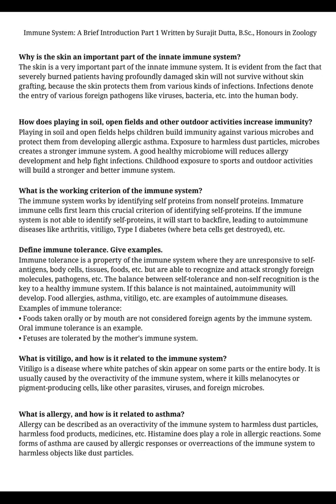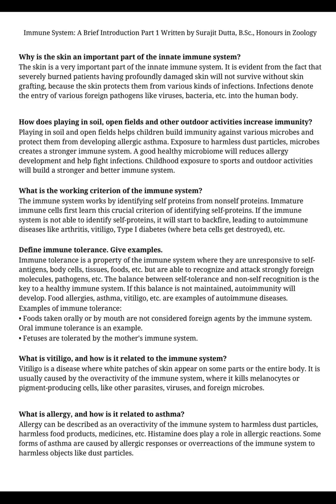What is the working criterion of the immune system? The immune system works by identifying self-proteins from non-self proteins. Immature immune cells first learn this crucial criterion of identifying self-proteins. If the immune system is not able to identify self-proteins, it will start to backfire, leading to autoimmune diseases like arthritis, vitiligo, type 1 diabetes, where beta cells get destroyed, etc.